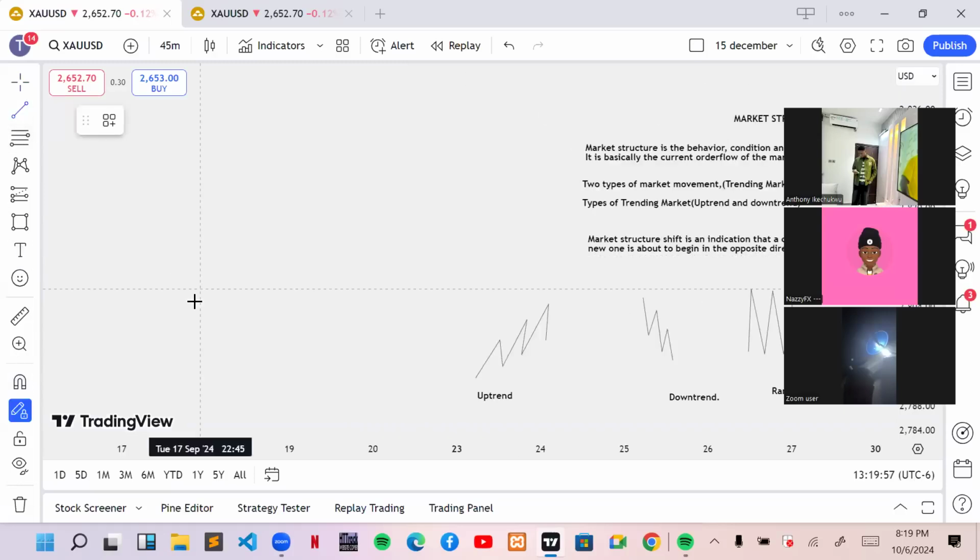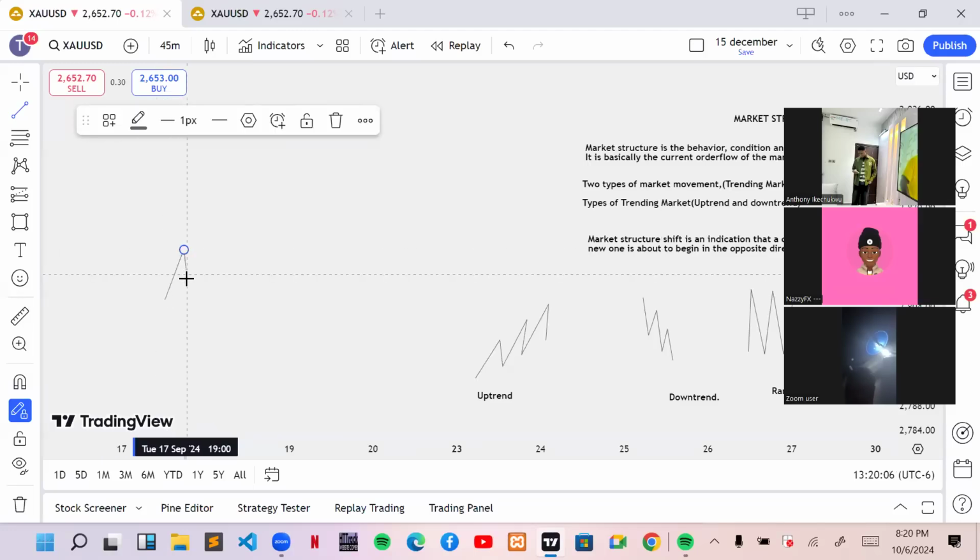Let's say, for example, that price was previously on an uptrend. You see the market making a series of higher highs and higher lows, higher highs and higher lows. The market does something like this. Instead of making another higher low to continue the uptrend, the market does something like this. Now, if you're not paying attention, the market structure has shifted. That's why it's called market structure shift.